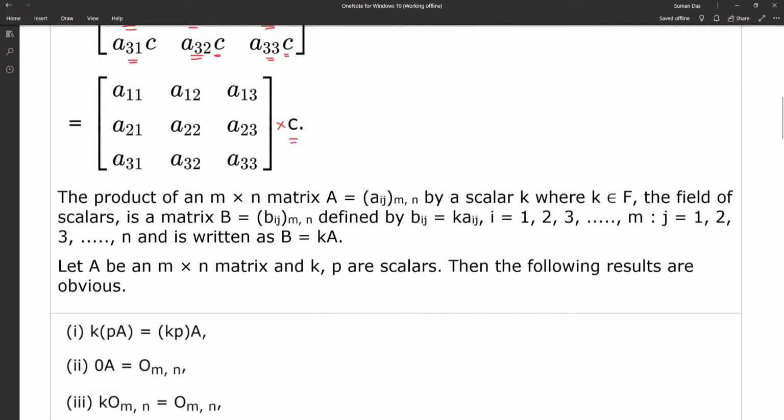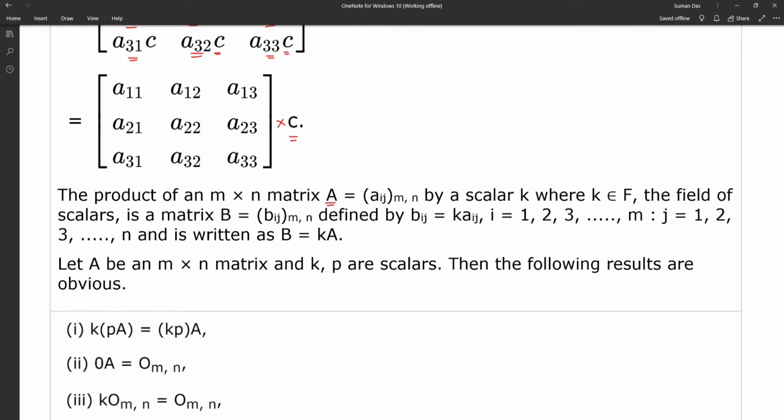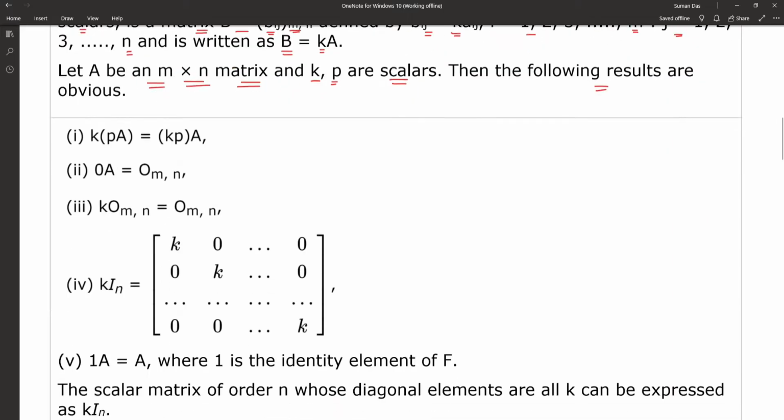So the product of an M cross N matrix A, Aij, by a scalar K, where K belongs to the field F, the field of scalars, is a matrix B. We are getting the resultant matrix Bij, M cross N, defined by Bij equal to K into Aij, where i is equal to 1 to M and j is equal to 1 to N, and is written as B equal to K into A. Let A be an M cross N matrix and K, P both scalars. Then the following results are obvious.